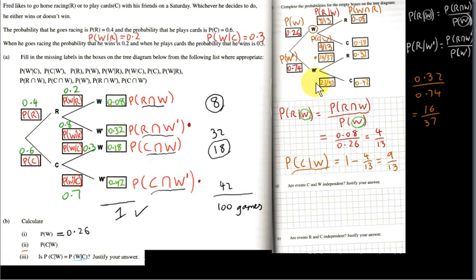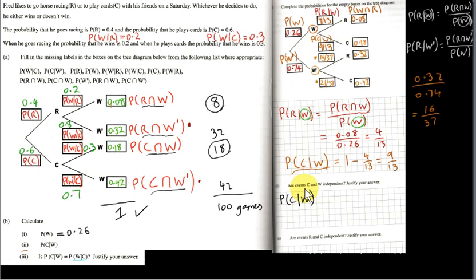Of course, these two probabilities must add up to 1, because we're conditioning on the fact that Fred loses a game. So if Fred loses a game, well, there's two options. Either he lost at the races or he lost at cards. So these two probabilities must sum to 1, and they do. 16 plus 21 is 37. So we get 37 over 37, which is 1. Similarly up here, 4 over 13 plus 9 over 13 is 13 over 13, which is 1.